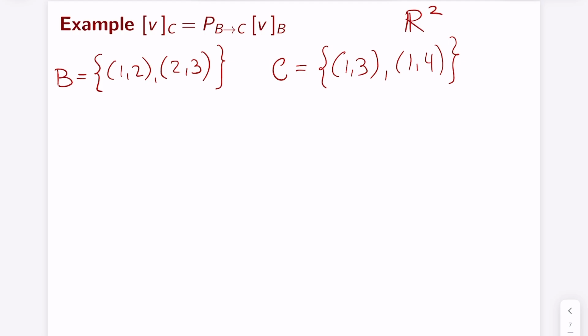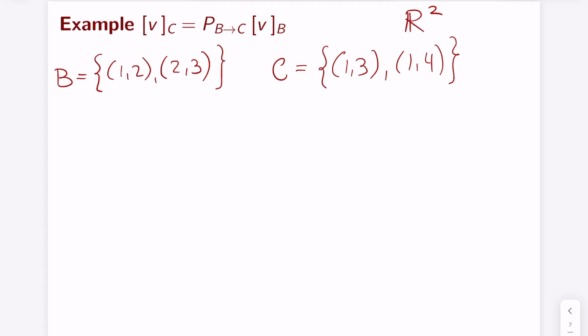So let's calculate in this example just the matrix P from B to C. In order to calculate that, remember, it's always the vectors in the first base, here, in the base B. So we need to take these vectors. These are the vectors that we are going to work with.